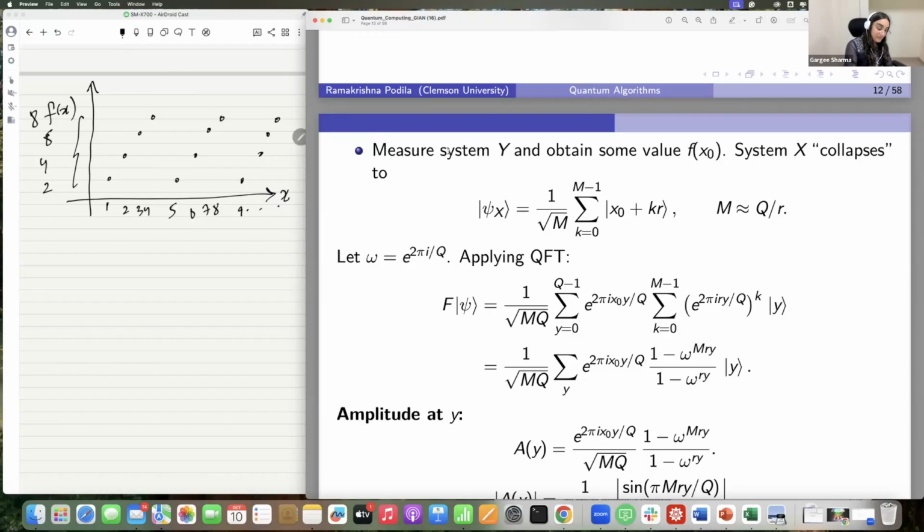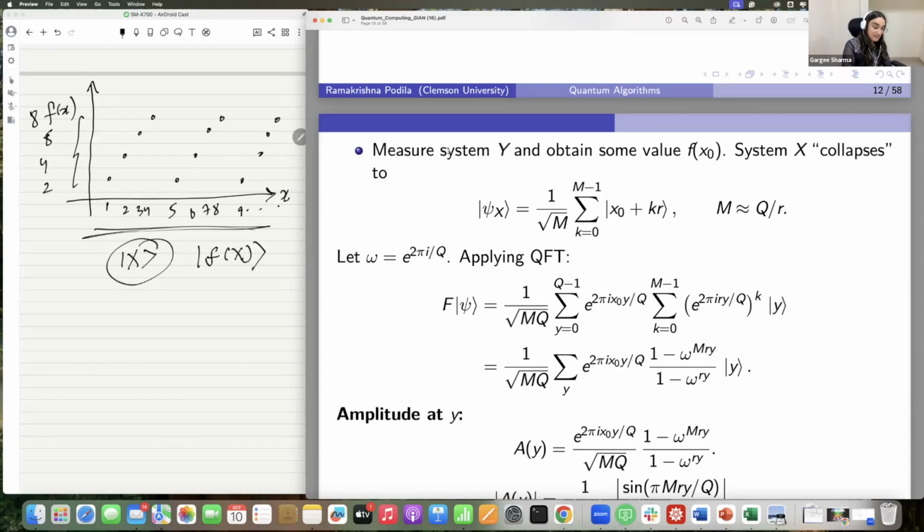So what is happening is that you are creating a superposition state here. Your first system is in the superposition of all these states, and then you have implemented a unitary transformation that has the corresponding f of x on the second system.